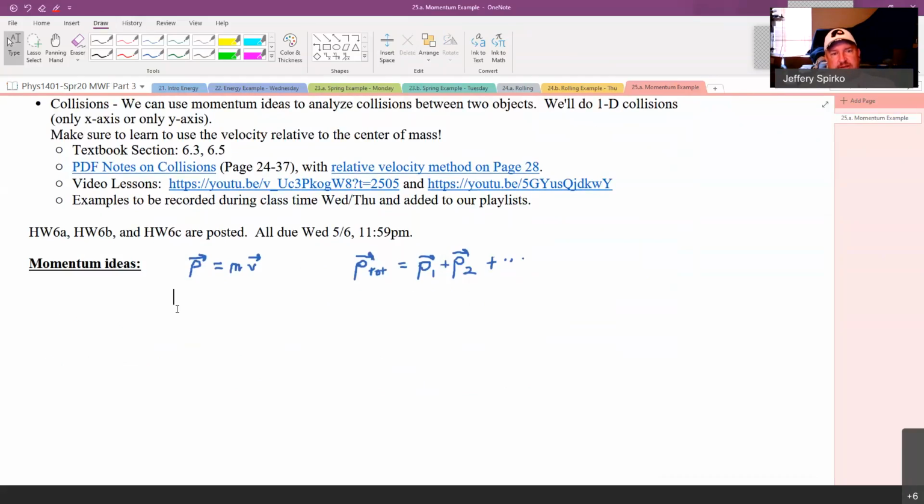So how does momentum get changed? Well, for a single object, delta P is a quantity called impulse, I, which is force times delta T. So if you exert a force for a period of time on an object, then you can change that object's momentum. And so this is all about one object.